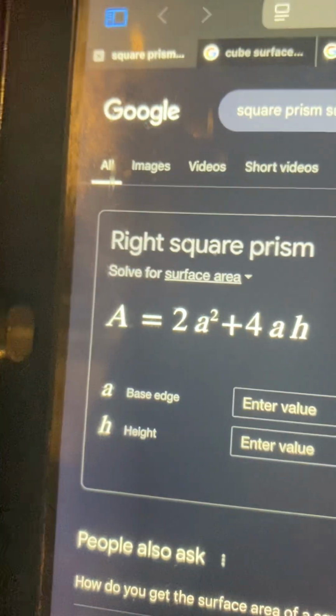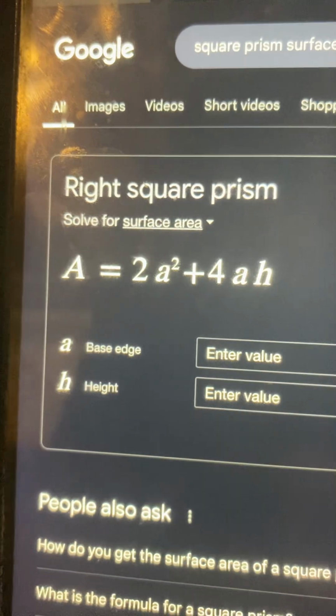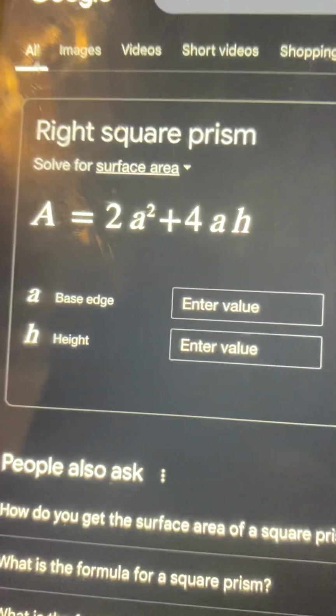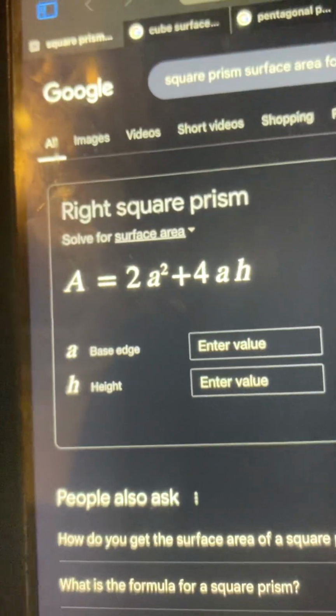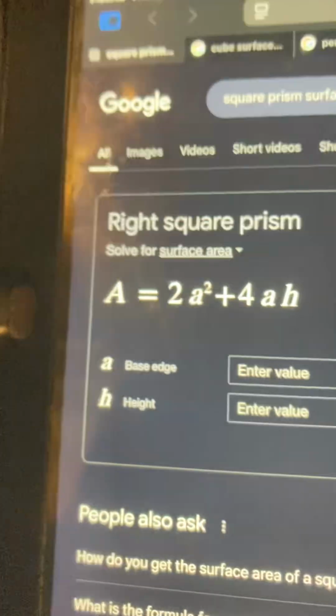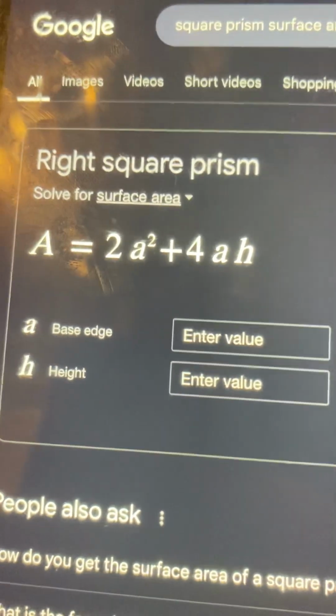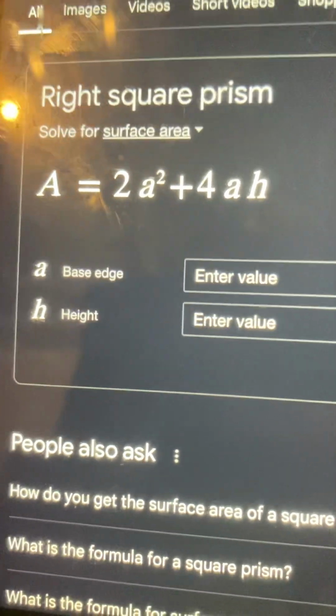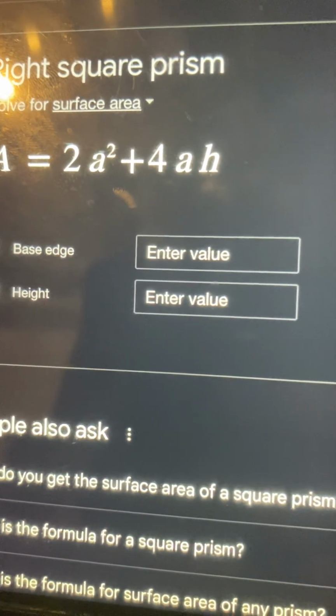The surface area of a right square prism is 2a squared plus 4ah, as you could see over here.